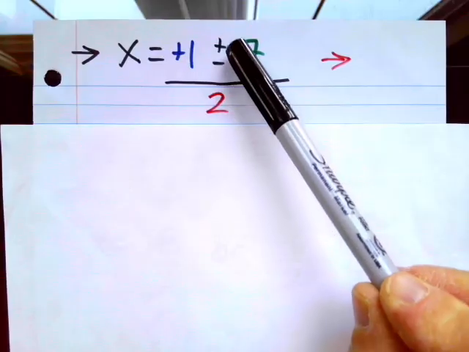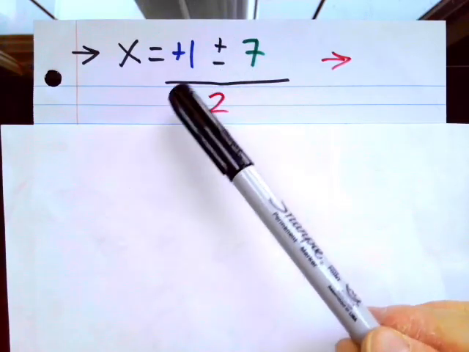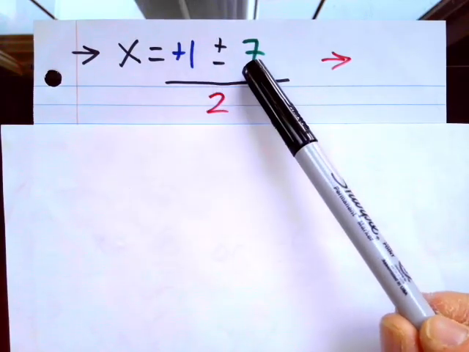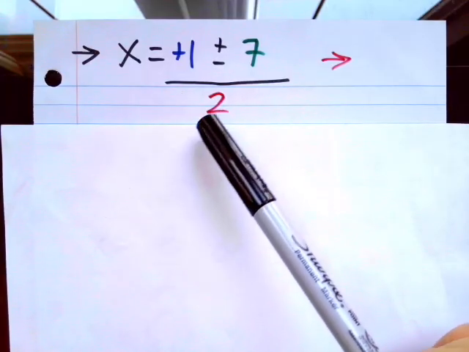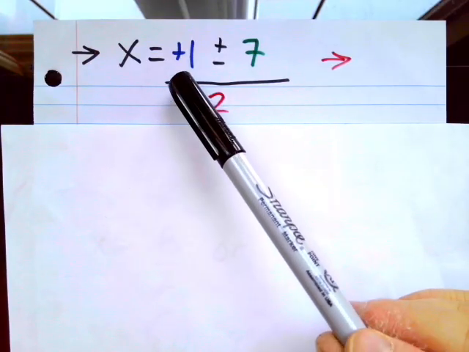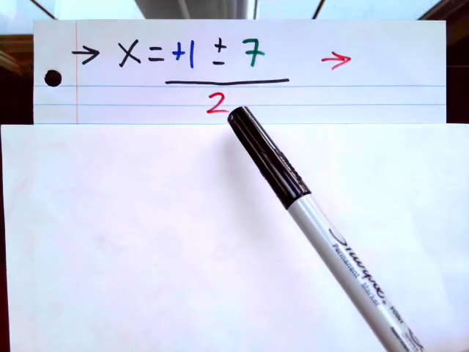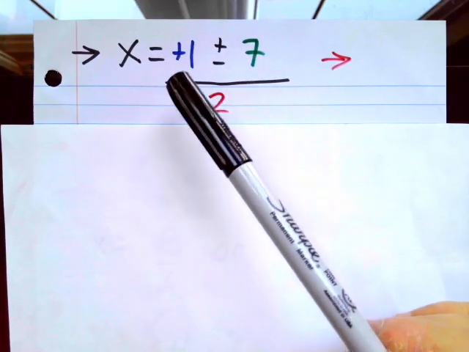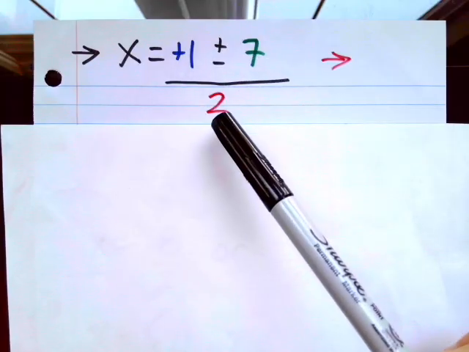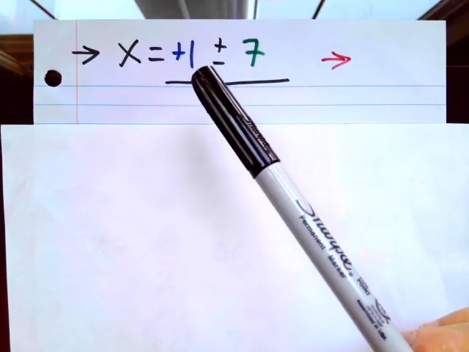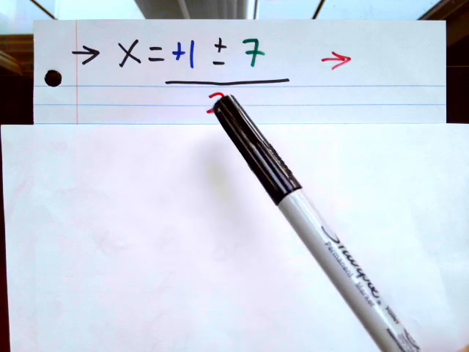Outside of every radical is a plus and a minus, right? So what does that mean? That means 1 plus 7 divided by 2. And that also means 1 minus 7 divided by 2, right? 1 plus 7 divided by 2, or 1 minus 7 divided by 2.